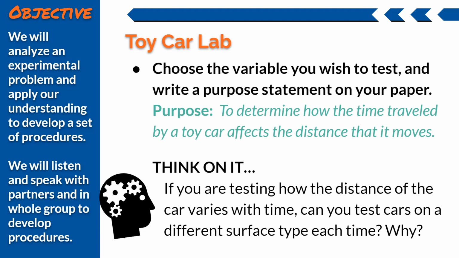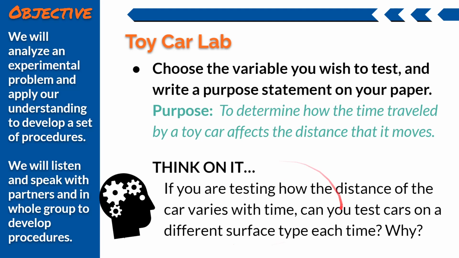Okay, so you're going to choose how you want to test it. It is your responsibility to come up with a set of procedures that you're going to follow. So how exactly are you going to do this? You need to have at least 5 data points, but it says here to choose the variable you wish to test. I mean, y'all probably all came up with the same thing, which is what I'm expecting you to come up with: to determine how the time traveled affects the distance that it moves. So maybe you said you're going to do 1 second, 2 seconds, whatever increments you choose. But you need to write that out in a list of procedures.